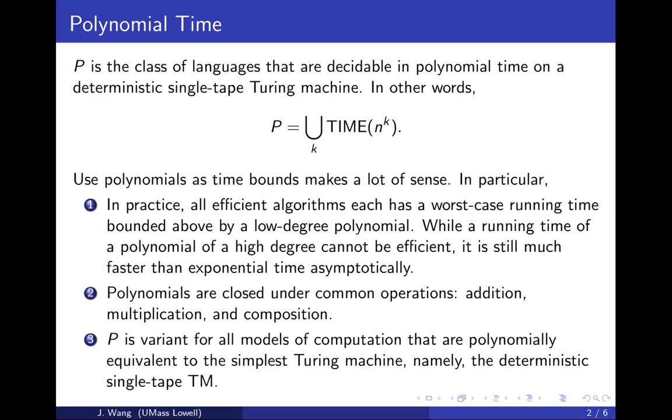we take a time bound n to the k, so that it's a polynomial, and this k will go from 0 to infinity. Of course, when k is equal to 0, a time of 1 means it's constant time. So any problem that can be solved in constant time will be n to the 0. So this is constant time.